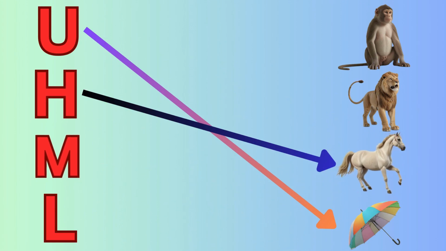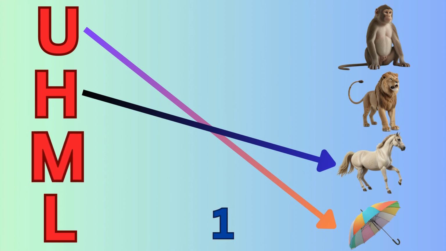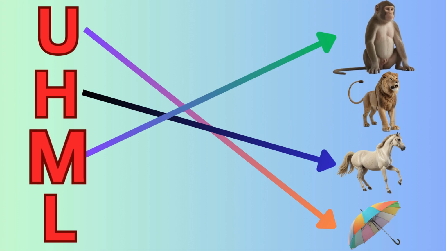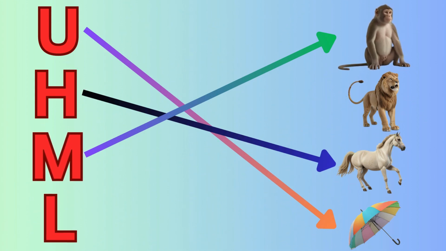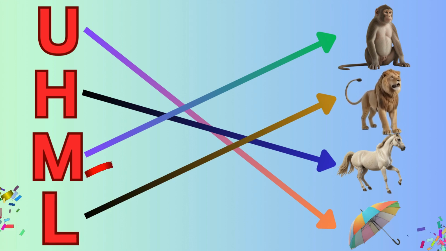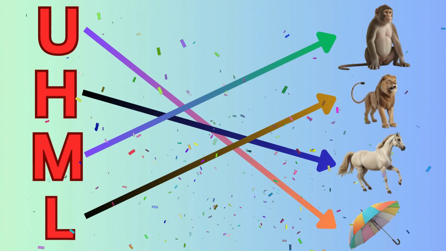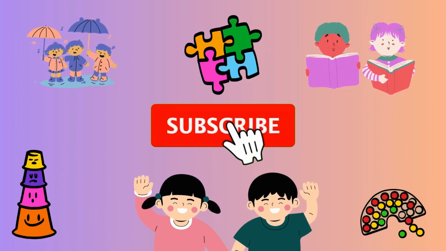M for monkey. Woohoo! L for lion. Great job matching the letters.